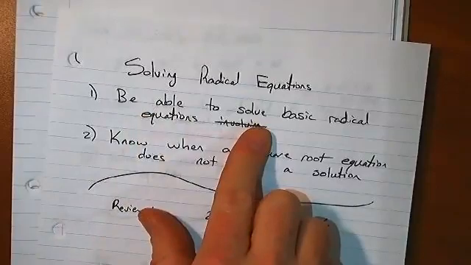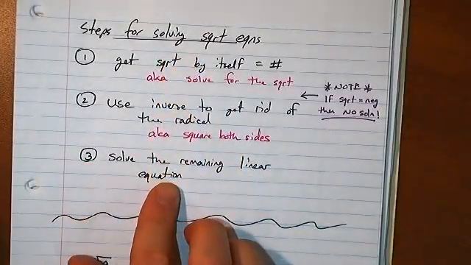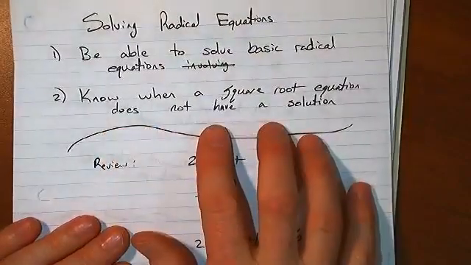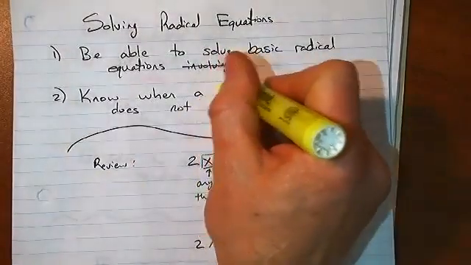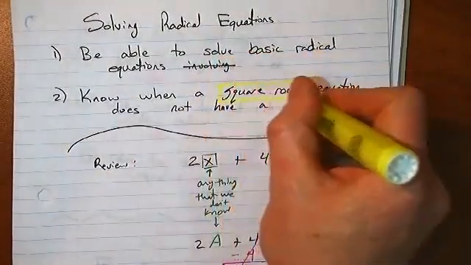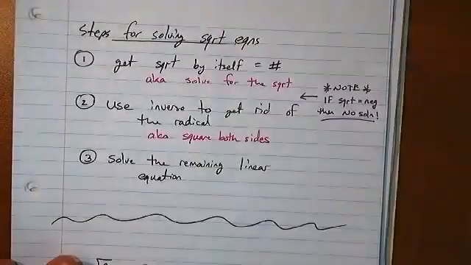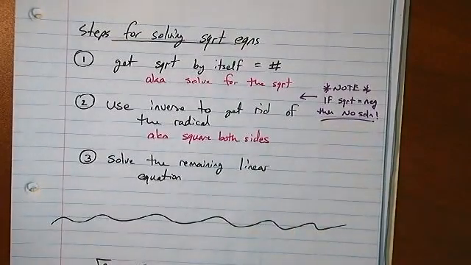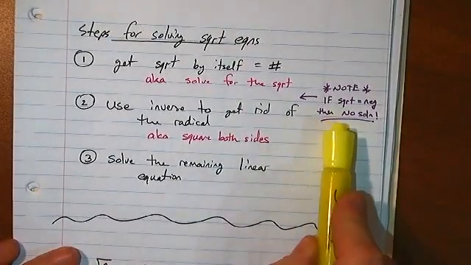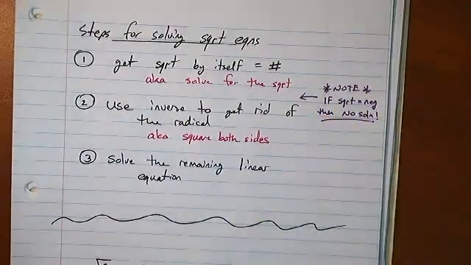Going back to our learning objectives: solve basic radical equations. There's our 3-step procedure to solve a basic radical equation. And know when a square root does not have a solution. Notice that this is square roots. What I just said is not true for every single radical. There are some radicals where it could be equal to a negative, but not square roots. Square roots do not ever equal negatives. So when does a square root not have a solution? If you get it all by itself and it's equal to a negative, there's not a solution.